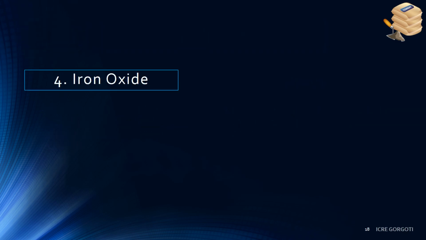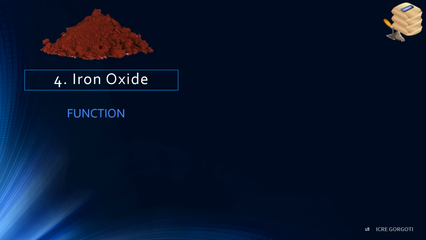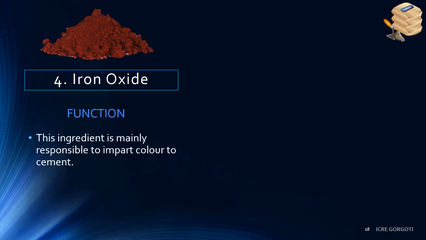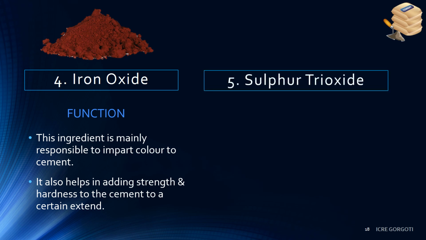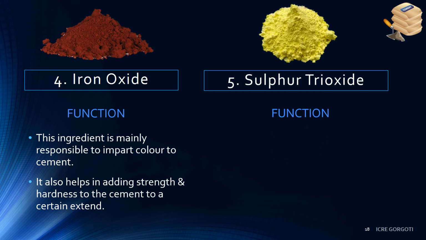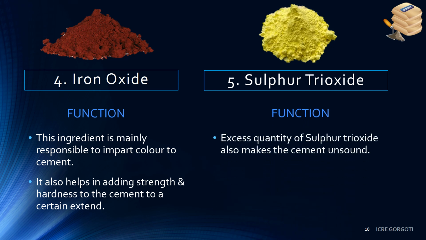The next constituent is iron oxide and its function. This ingredient is mainly responsible to impart color to cement and also helps in adding strength and hardness to cement to a certain extent. The fifth constituent is sulfur trioxide and its function. Excess quantity of sulfur trioxide also makes the cement unsound. Unsoundness means there may be chances of increase in volume after the hardening of concrete.